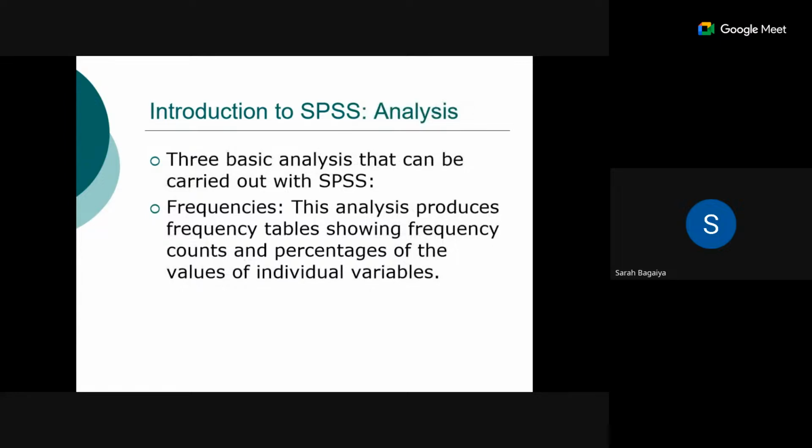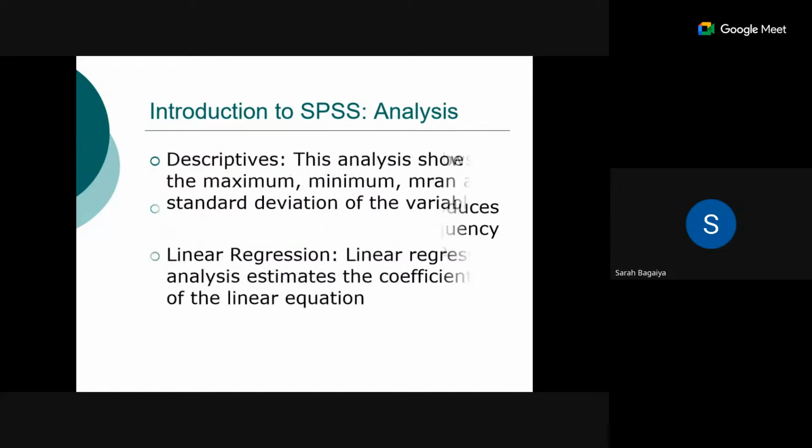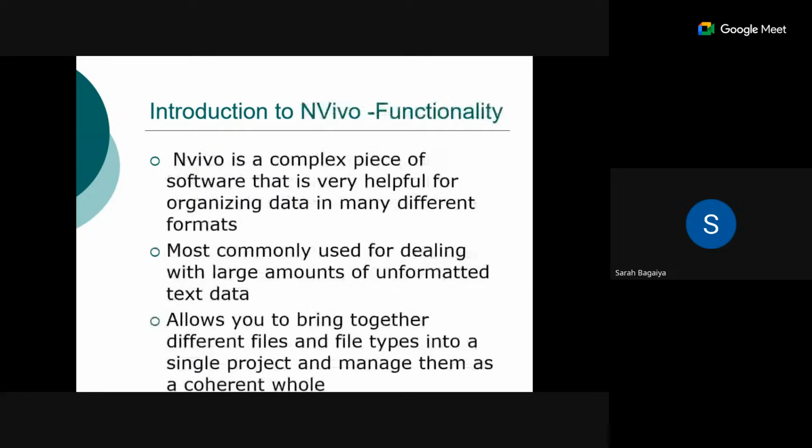Three basic analyses can be carried out with SPSS. We can do frequencies, which produces frequency tables showing frequency counts and percentages of the values of individual variables. Then we can do descriptives. This shows the maximum, the minimum, the mean, and standard deviation of the variables. We have linear regression, which estimates the coefficients of the linear equations. Then NVivo. NVivo can be used to analyze qualitative data.